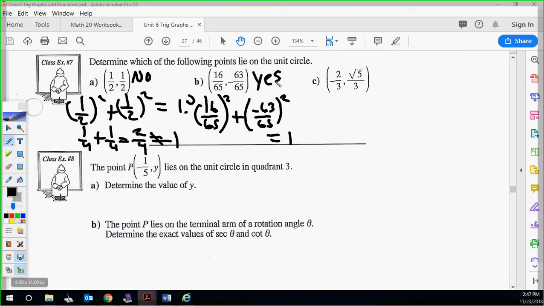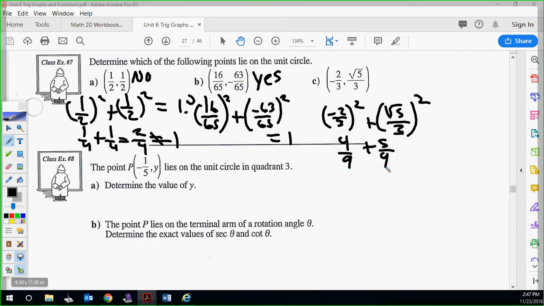And you do this one as well: (negative 2 over 3) squared plus (root 5 over 3) squared. This one is going to be 4 over 9, and this one is going to be 5 over 9. So you can see that 4 plus 5 over 9 is 9 over 9. So that's a 1. So this is a yes as well. That kind of closes the door on that idea.